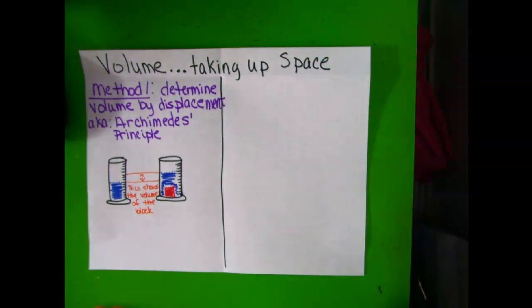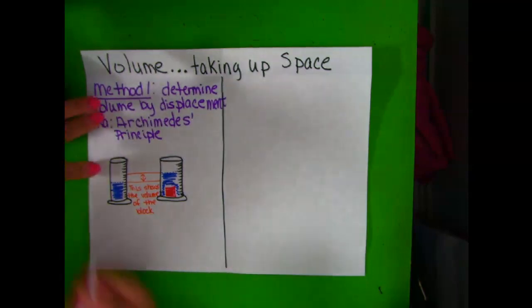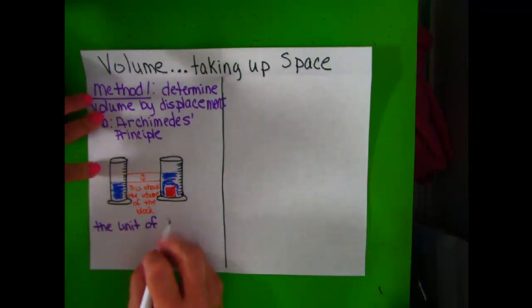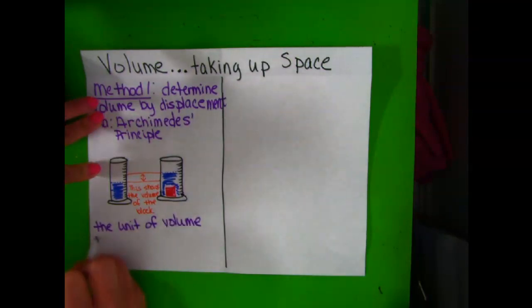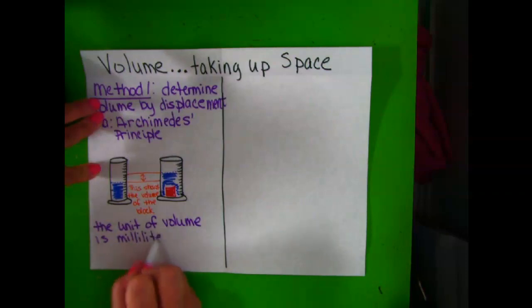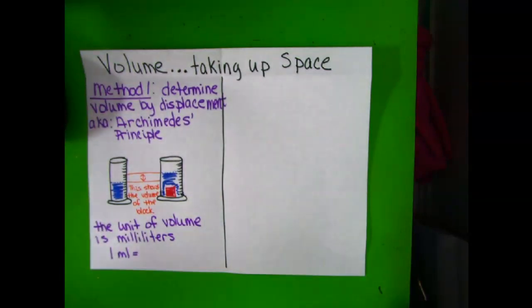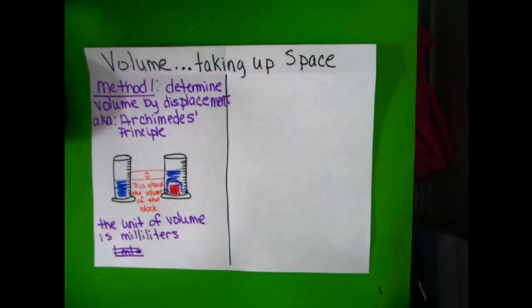All right, so then the next piece, method 1, is to determine the volume by displacement. And we know that for method 1, the unit of volume is milliliters. So this is milliliters, the change in milliliters.